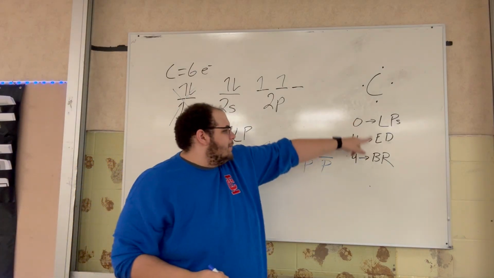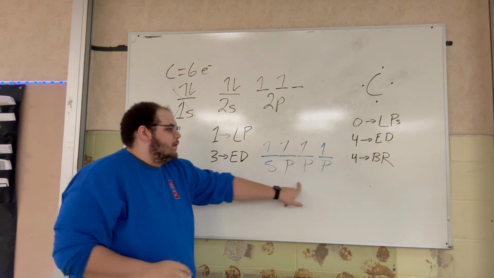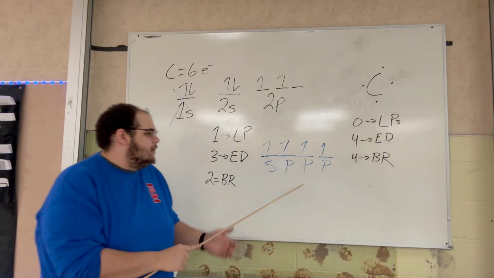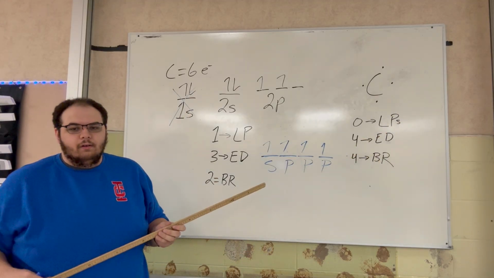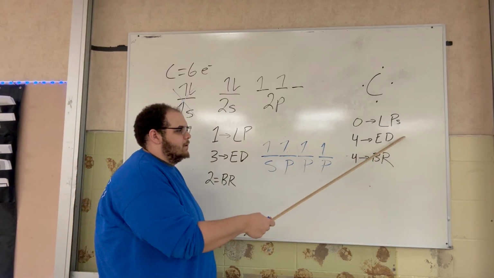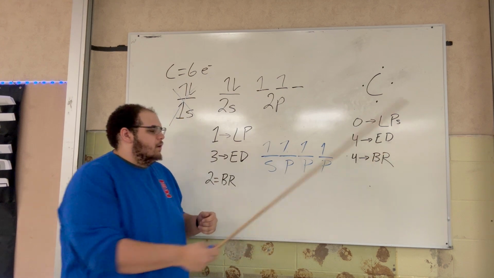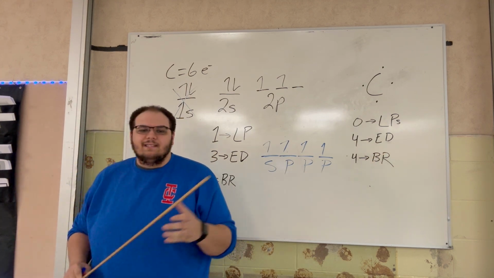Now let's look at the same thing we've been doing. How many lone pairs are there? 0. How many regions of electron density do we have? 4. Does it match up here? How many binding regions do we have? 4. This is how we named this, because this is not just enough.